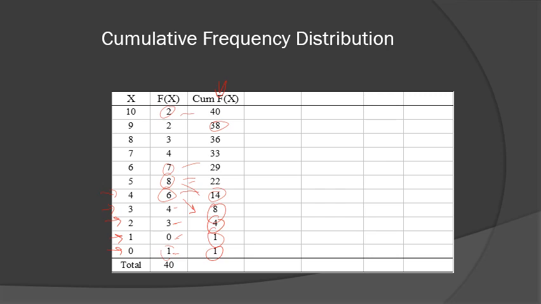So there are two different ways to do it. For this x of 10, you could do 2 plus 2 plus 3 plus 4 plus 7 plus 8 plus 6 plus 4 plus 3 plus 0 plus 1 going all the way down. Or you could just take that value and add it to the cumulative frequency at the one step below it. You should also note an important thing: our total, our n, which is 40, should also equal the total of cumulative f of x. Those two numbers should be equal.